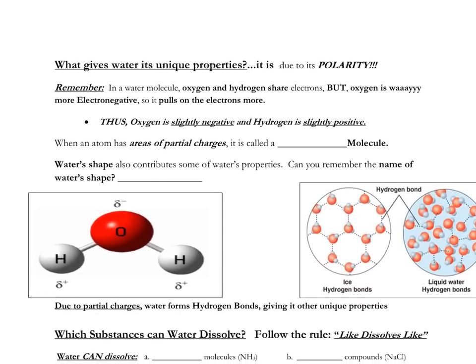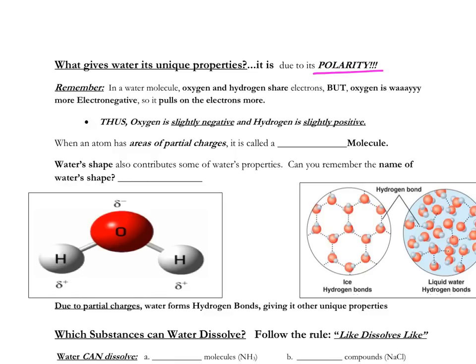Okay. So what gives water its unique properties? Well, we've already talked before in previous units that water is a polar molecule. There is a pull of electrons from the oxygen, making the oxygen slightly negative and the hydrogen slightly positive. So this molecule is polar. So that's a unique property.